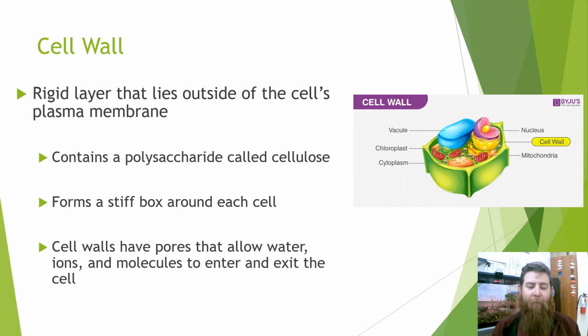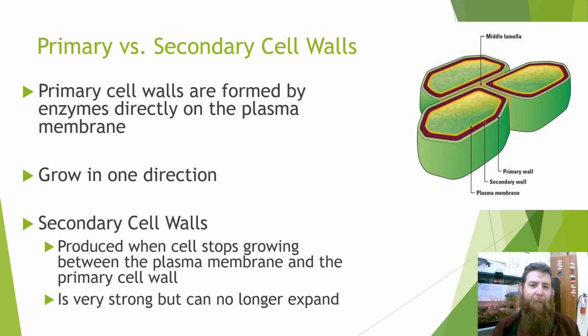Cell walls also have pores in them. This helps allow water, ions, and molecules to enter and exit the cell and makes it less of an impermeable barrier. There are 2 types of cell walls.